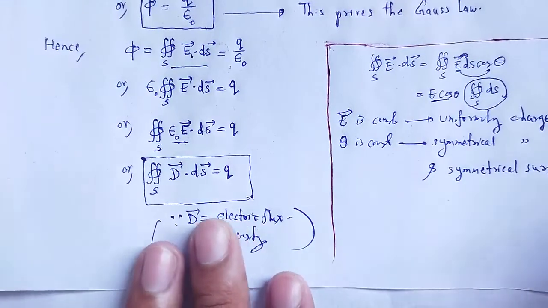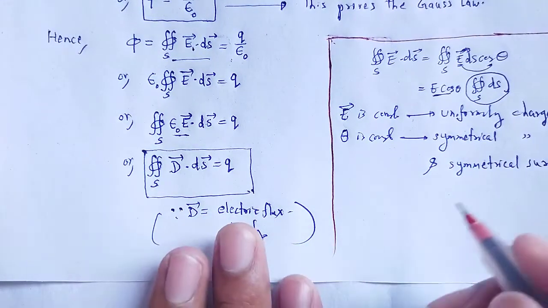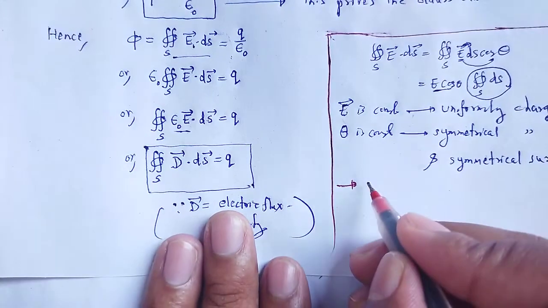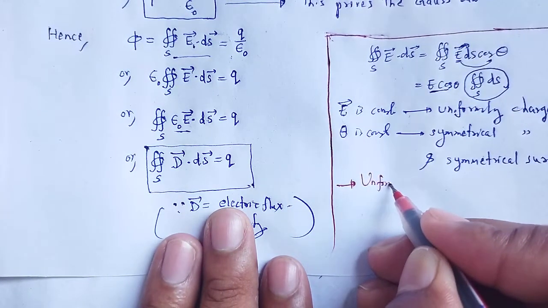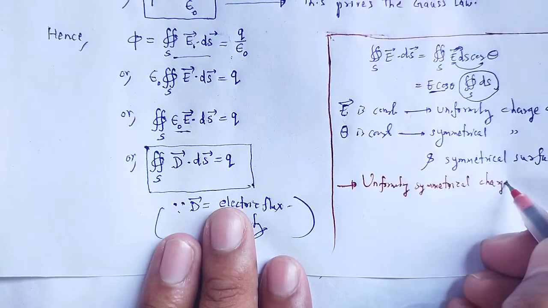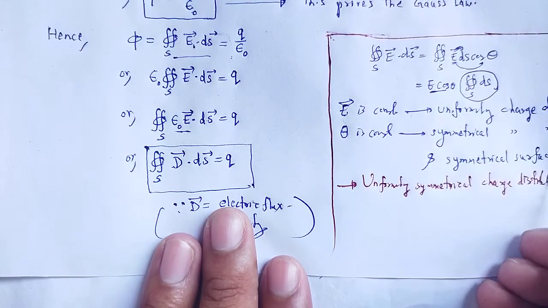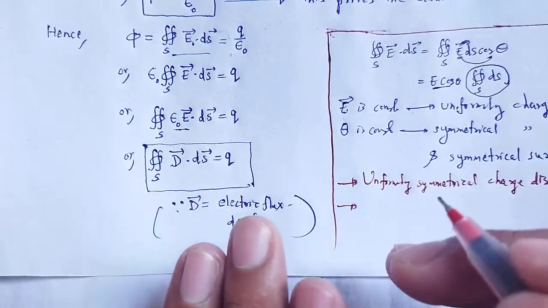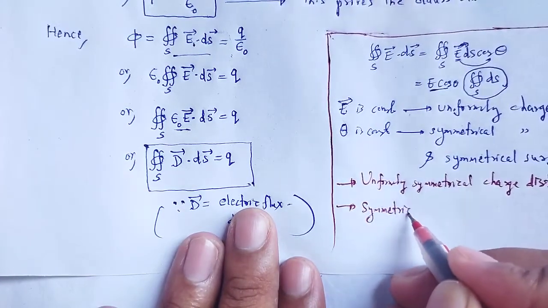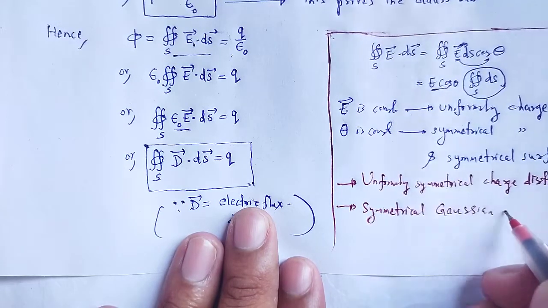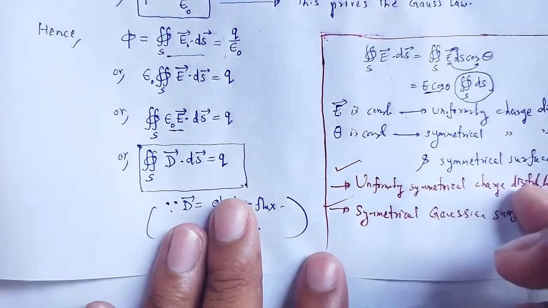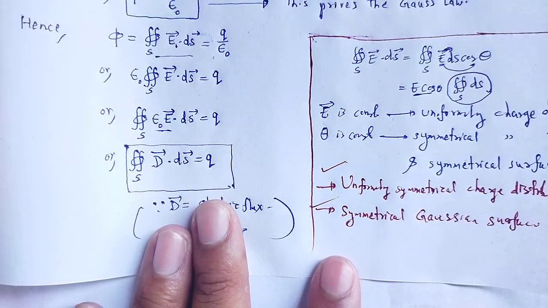These are the necessary conditions for applying Gauss law. Condition number 1 is a uniformly symmetrical charge distribution. Here we can apply Gauss law. Again, another important aspect is a symmetrical Gaussian surface. By taking these two into consideration, we can apply Gauss law.